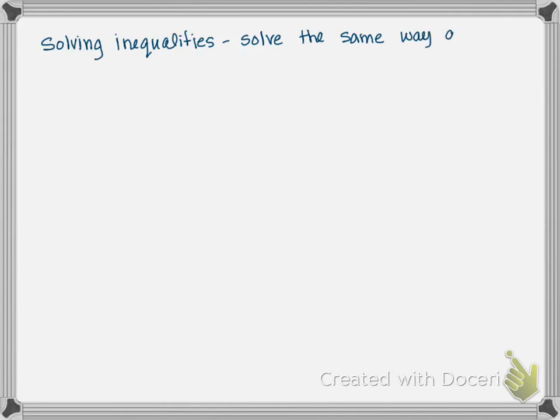One other difference when we solve inequalities, solving inequalities. So you're going to solve just like you solve equations.